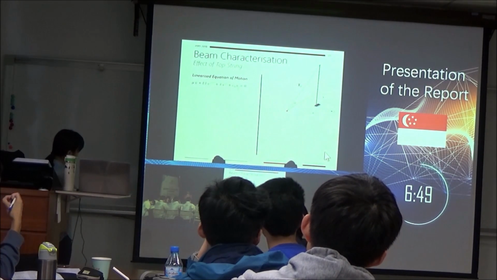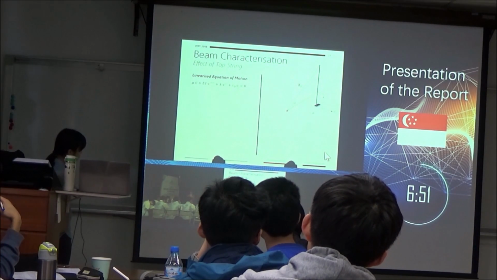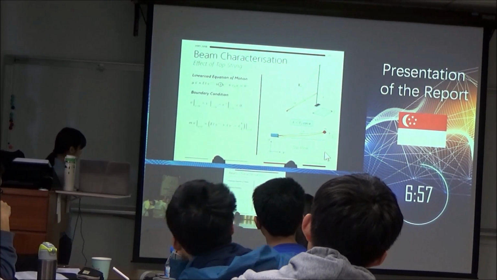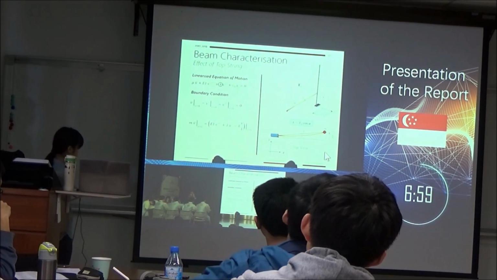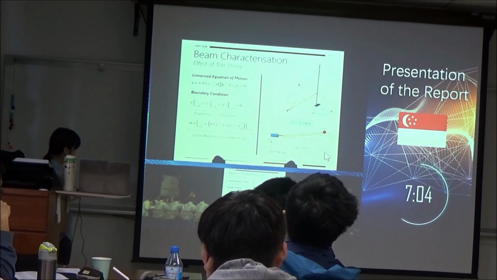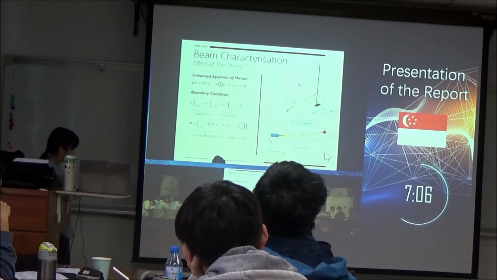To account for the effects of the top string on the oscillations, we write the equations of motion as follows, where lambda represents the in-plane component of the tension in the top string. We write the following boundary conditions at the fixed and the free end of the cantilever beam. The last equation is written with a force balance at the tip of the cantilever.